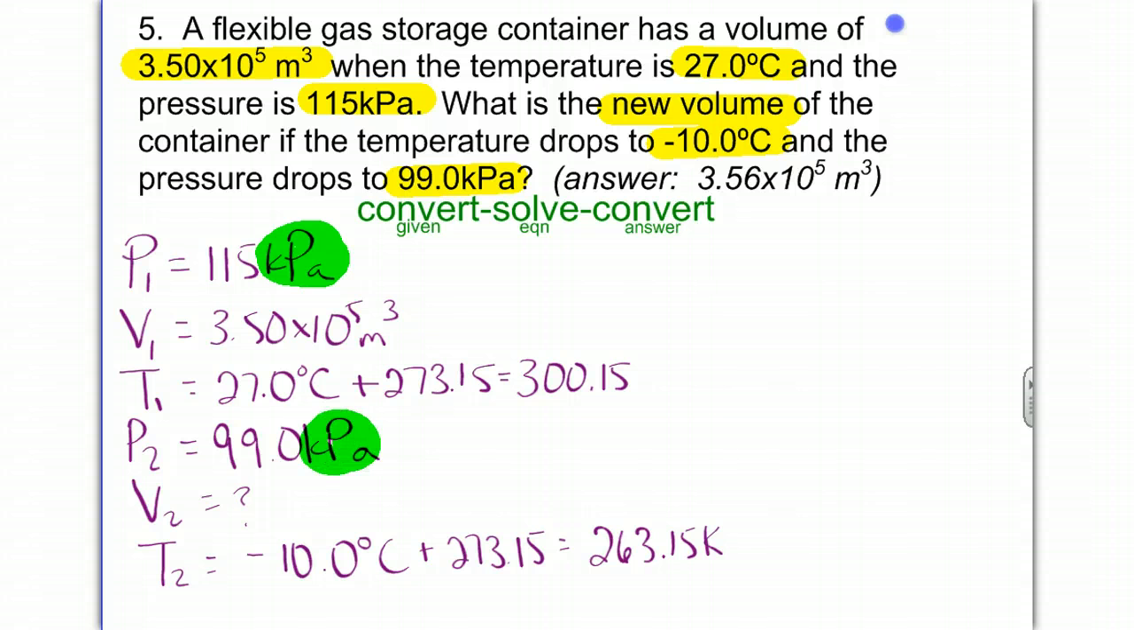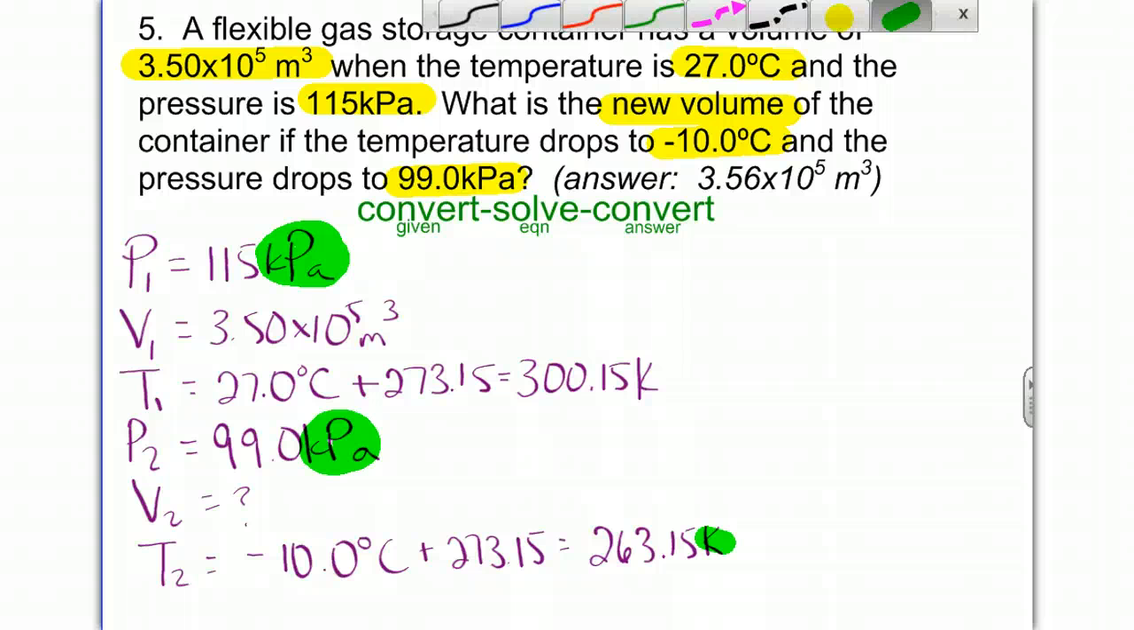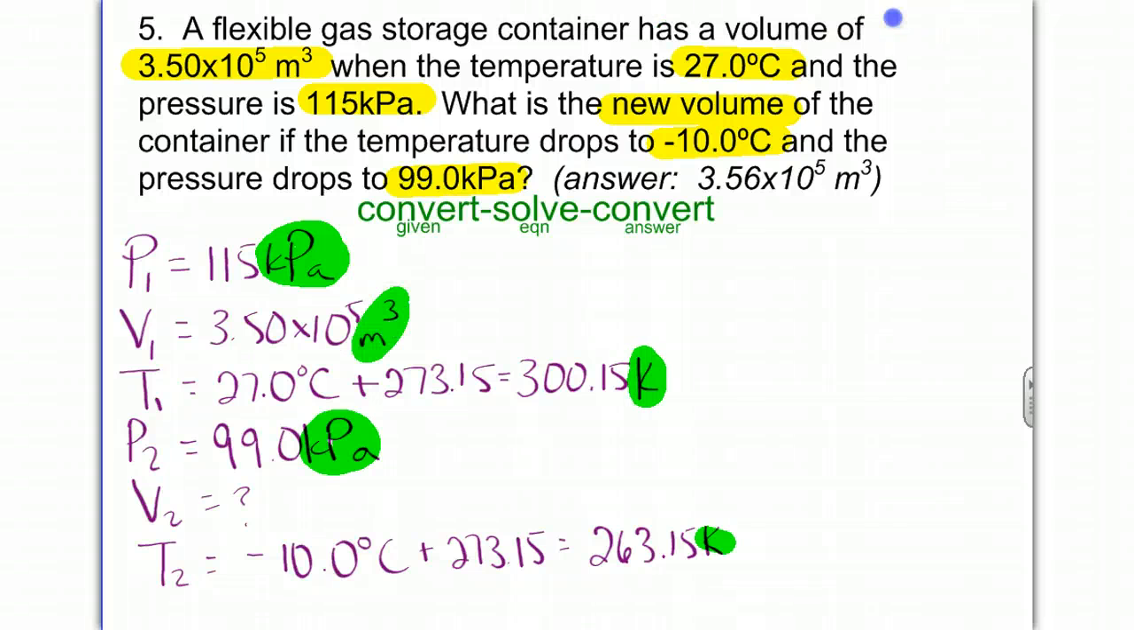Notice that both of my pressure units are in kilopascals. So since those match, I don't have to change them. And both of my temperatures are now officially in Kelvin. So since those match, I don't have to change them either. Notice that your volume is in meters cubed, which is automatically going to make your answer's unit in meters cubed as well.